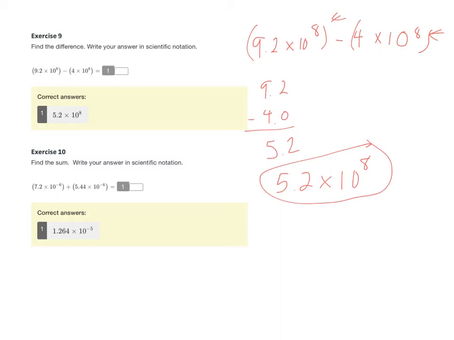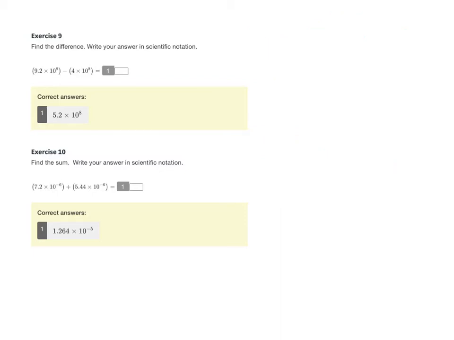Let's take a look at number 10. On number 10, we've got 7.2 times 10 to the negative 6th plus 5.44 times 10 to the negative 6th. Alright. Now, identify that we've got 10 to the negative 6th and 10 to the negative 6th. These have to be the same whenever you add or subtract, and so that's good. So now we're going to add these two.